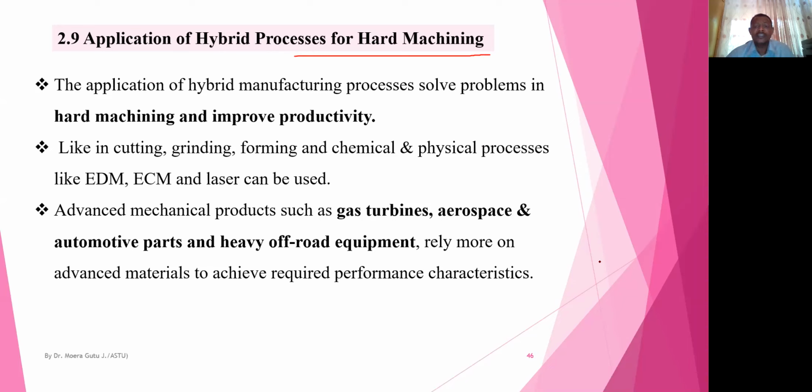In other words, it can facilitate the formation of a smooth surface finish. It can facilitate reducing tool wear. It can facilitate the chip formation in the machining process. So the hybrid process for hard machining is using two or more machining systems together, involving hybrid machining or hybrid manufacturing processes, to solve problems in hard machining and improve productivity.